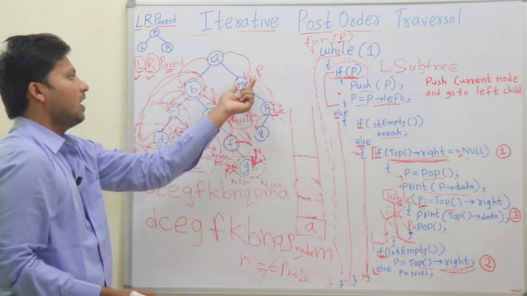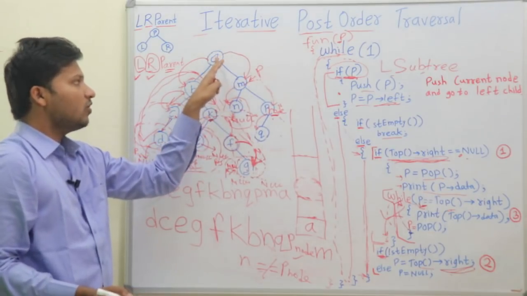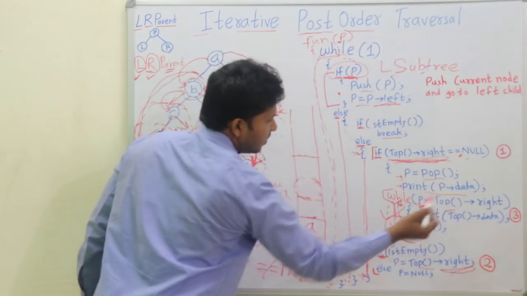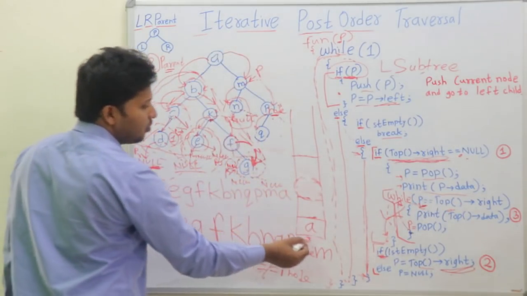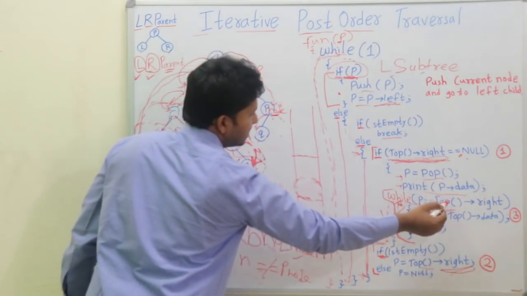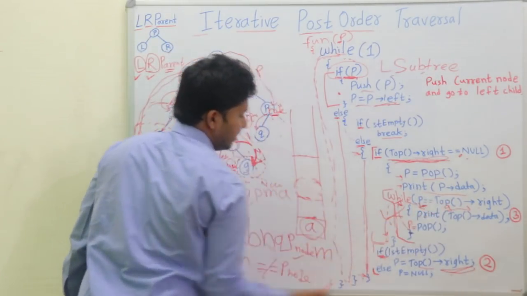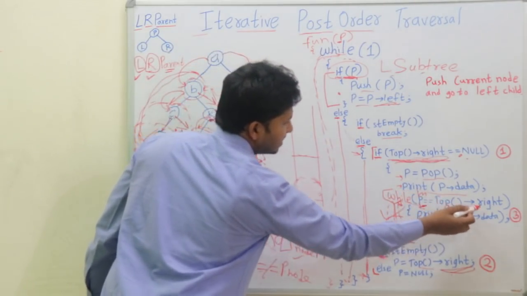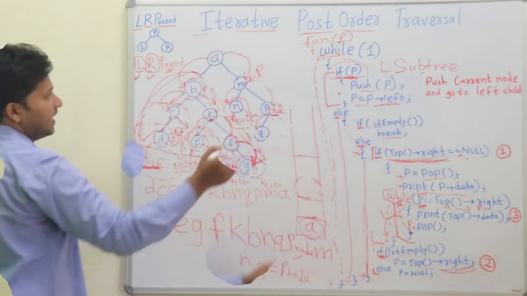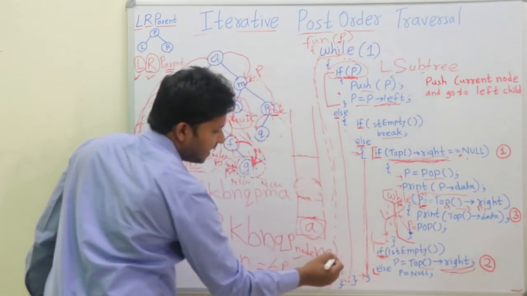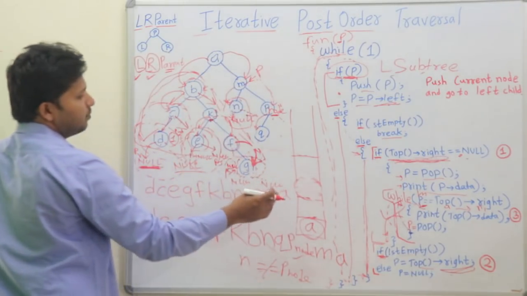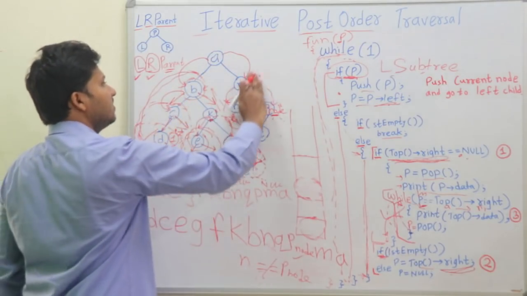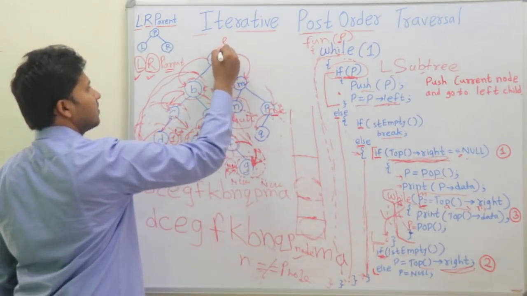Okay, now again let's check whether m is the right child of its parent. Yes, it is the right child of its parent. So check whether p is equal to top points right. Yes, the top of the stack is a, and a points right is m, so m is equal to a points right. Okay, so that condition is satisfied and we print a and we pop a from the stack. Now after we pop a from the stack, p points to a.